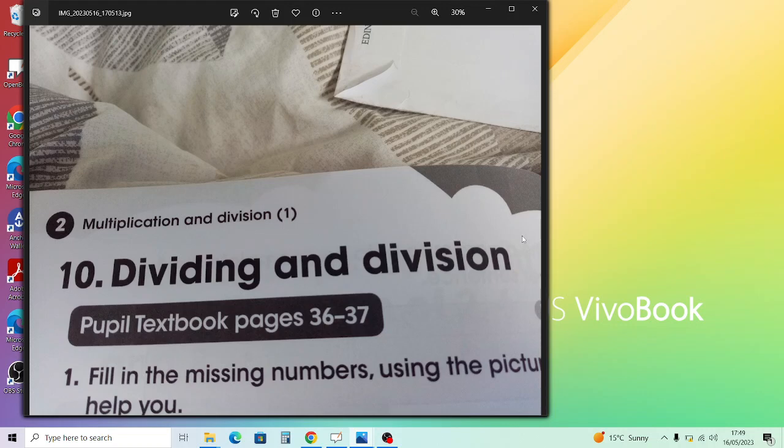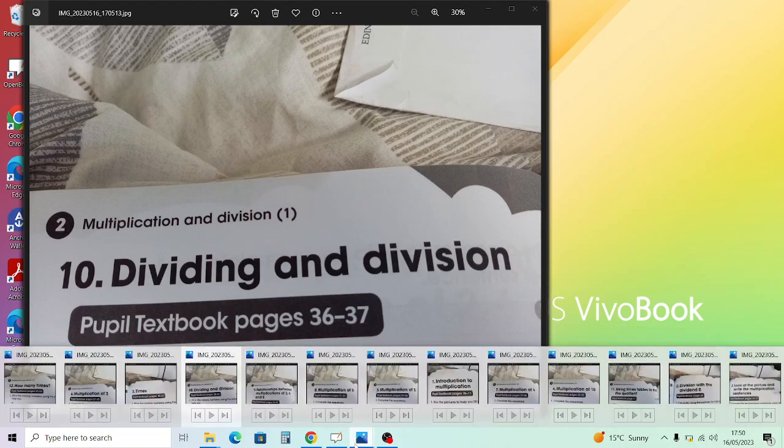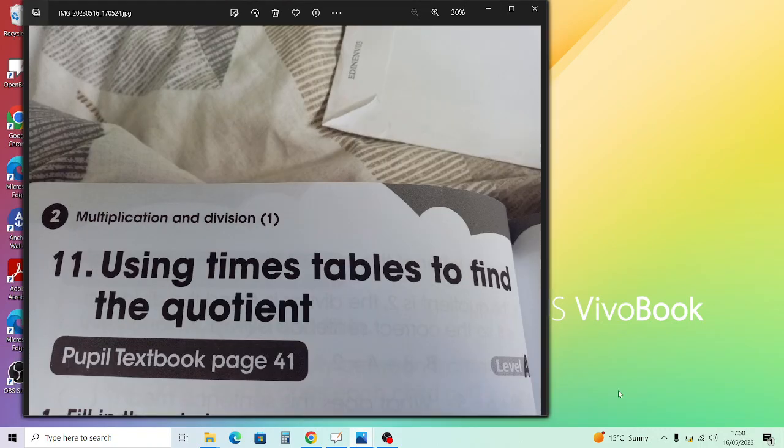Question 3, read each question carefully and work out the answers. Again, it should be straightforward. Question level B, page 37. There are 20 oranges and 48 bananas. Each child is given 2 oranges. How many children can have oranges? So it will be 20 divided by 2. 8 bananas fit in the box. How many boxes are needed for 48 bananas? 48 divided by 8. And then moving on to 11, which is called using times tables to find the quotient.